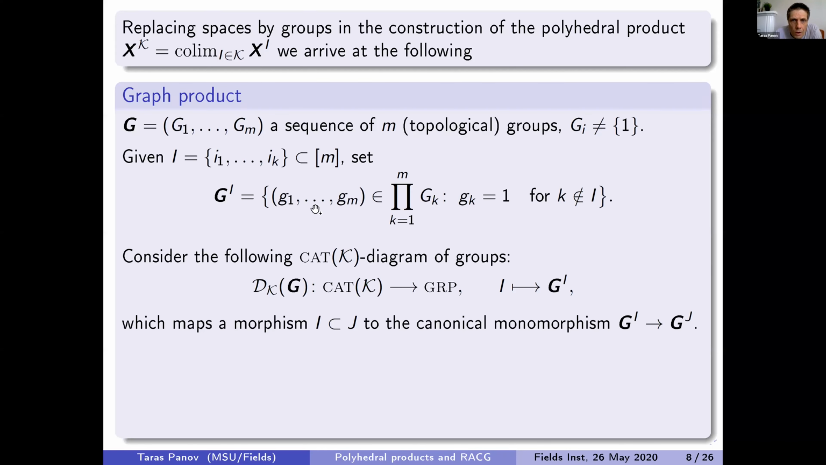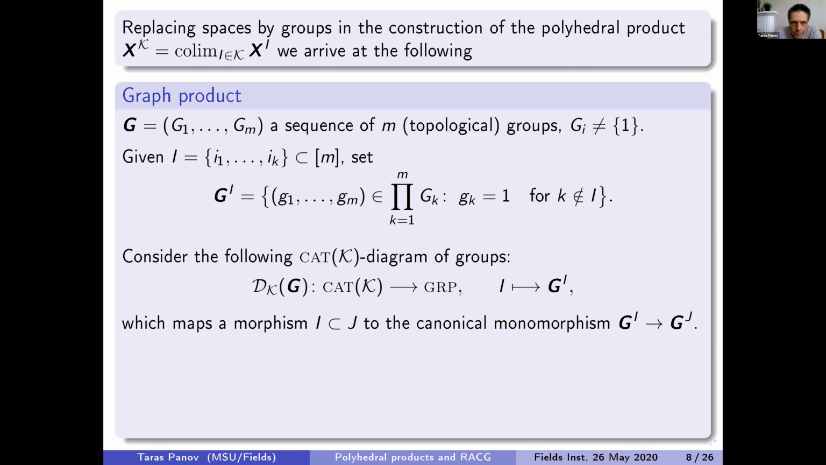Yeah, so this is a subproduct. The groups are naturally pointed, so there is no problem with base points. And then you can look at the same sort of diagram, but now in the category of groups. You send a simplex in your simplicial complex K to the product of those groups, and then you take the colimit.